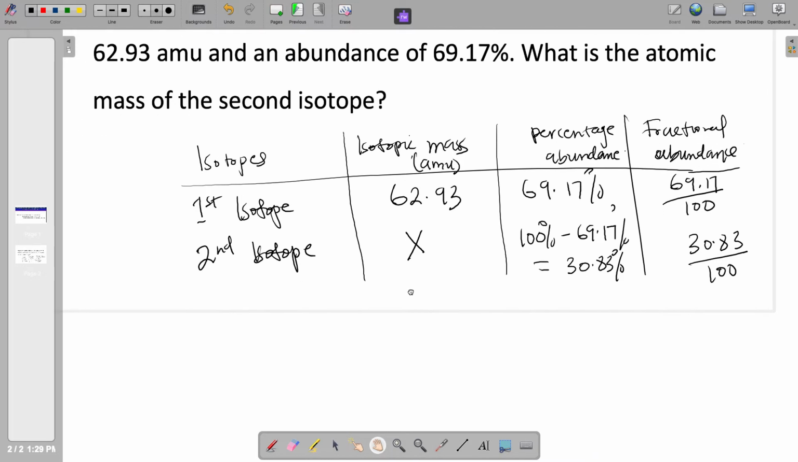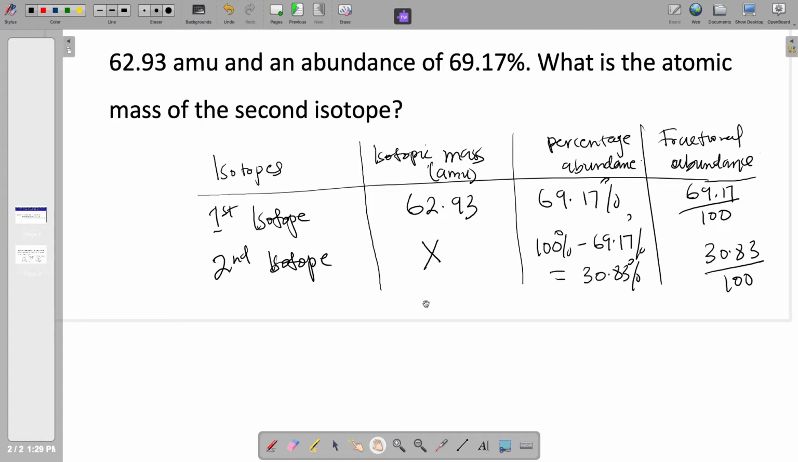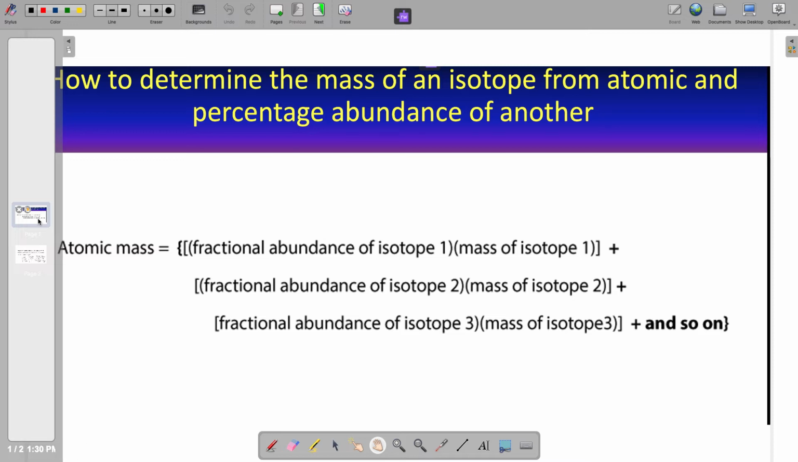Okay. So now, based on the question, we have the percentage abundance for both isotopes as well as the fractional abundance. However, we only know the atomic mass of just one of the isotopes, the first one, but the second one we don't know. Now, if you go back to our formula, it says that to find the atomic mass, you need the fractional abundance of the isotope multiplied by the mass of the corresponding isotope, and so on.